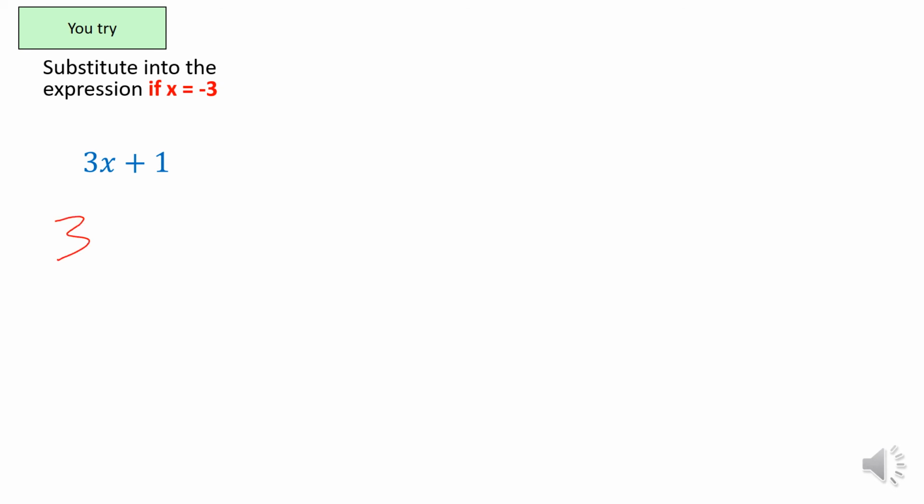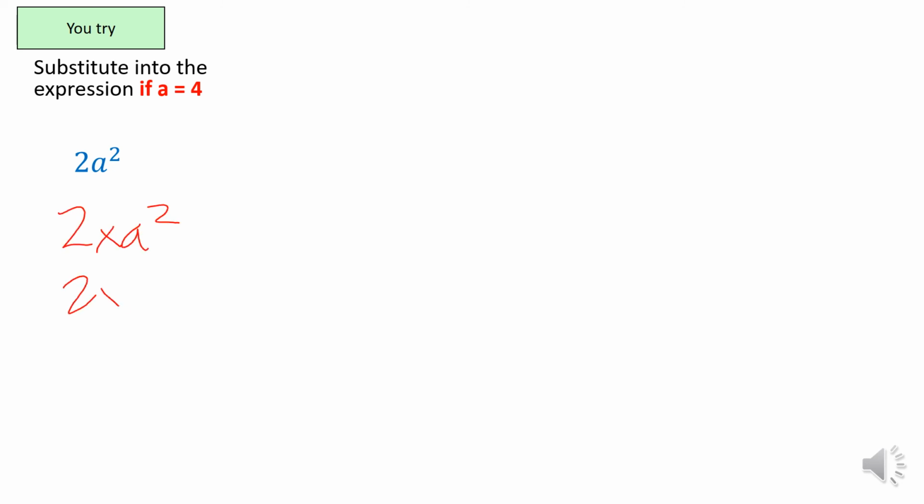So, 3 times minus 3 plus 1. Why? Because it's 3x plus 1. X is equal to minus 3. This whole minus 3 is x. That times, remember 3x is the same thing as 3 times x, isn't it? And that plus 1 is obviously quite straightforward. Anyway, 3 times minus 3 will be minus 9. Add 1 will give us minus 8.